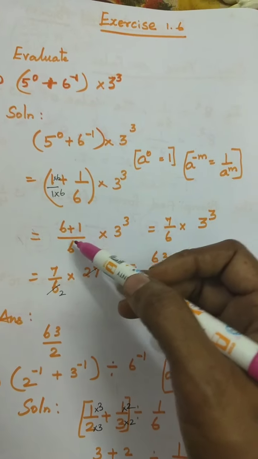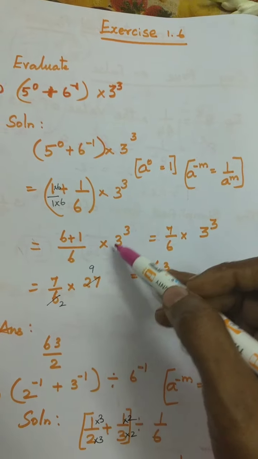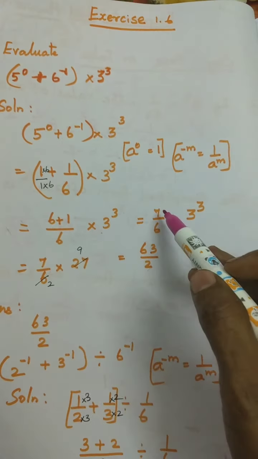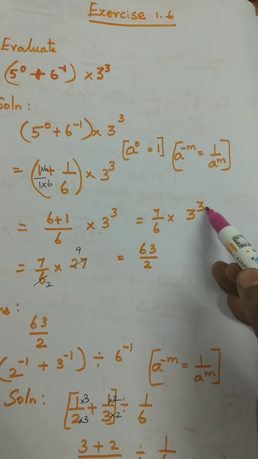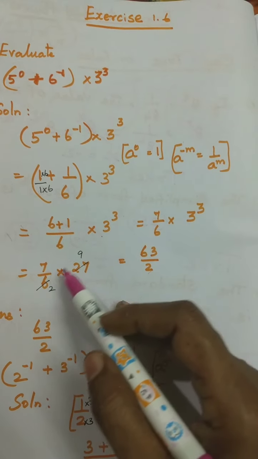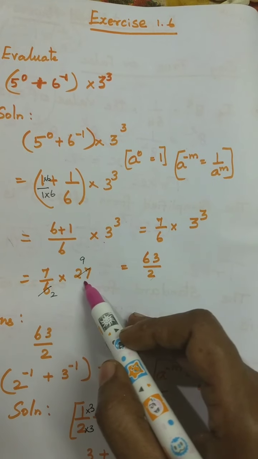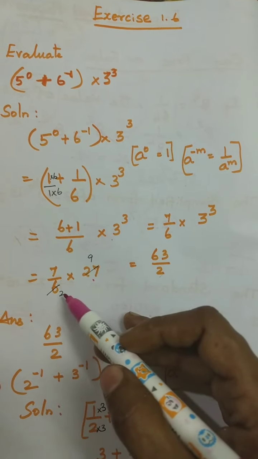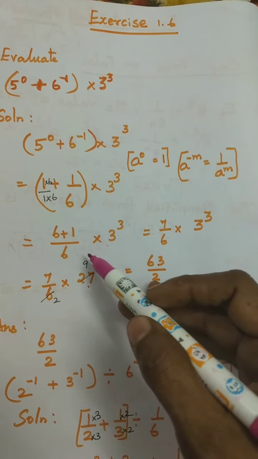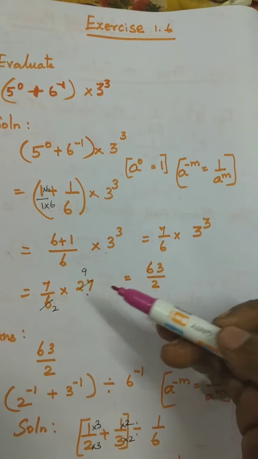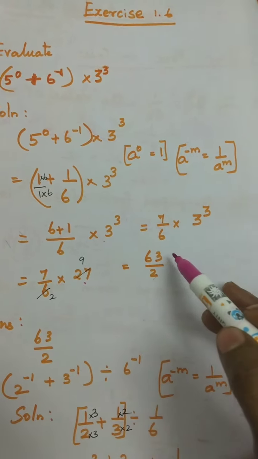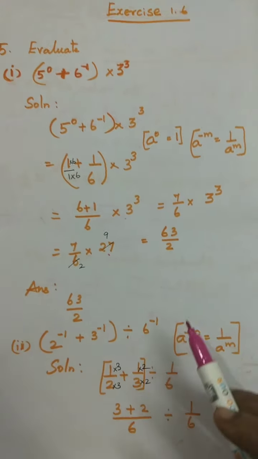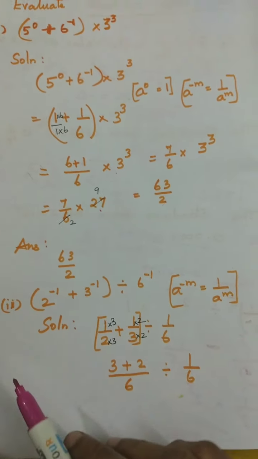So 6 plus 1 divided by 6 into 3 power 3. Okay, that is 6 plus 1, 7 by 6 into 3 power 3. Now 3 power 3 is 27. Then 7 by 6, 6 and 27 can cancel. 3 2s are 6 and 9 3s are 27. So 7 9s are 63 divided by 2. This is the answer. Answer is 63 by 2.